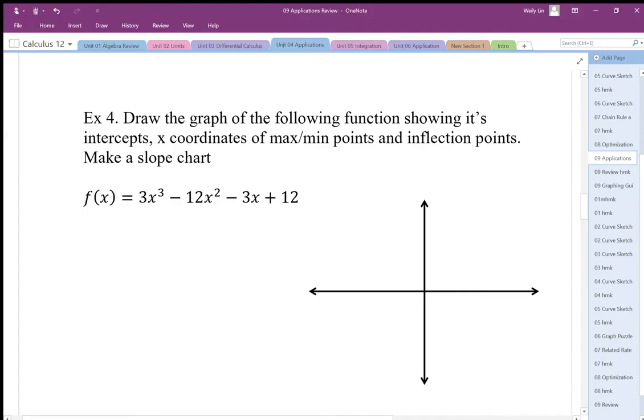So we need to factor this. I've got a point, my y-intercept's at 12. To factor this, I need to find factors that will work here. So I'm just going to try 1. F of 1, I get 3 minus 12 minus 3 plus 12, that's 0. So my factors are going to include x minus 1. I'm going to divide to break this into a quadratic.